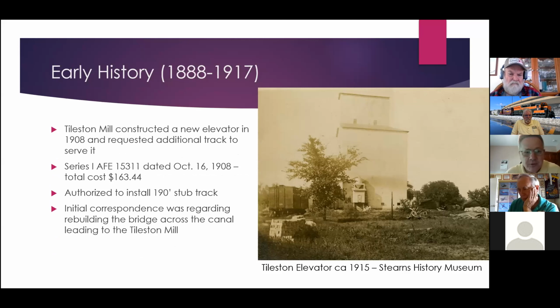So now we're up to 1908, and that's when the Tileston Mill constructed their new elevator. And basically at this point, they asked the Great Northern to install a 190-foot stub track to serve the elevator. Now, the initial correspondence was regarding rebuilding the bridge across the canal leading to the mill. What I find interesting is, even back in these days, you can see a cyclone here and things to collect dust. And that was back about 1915.